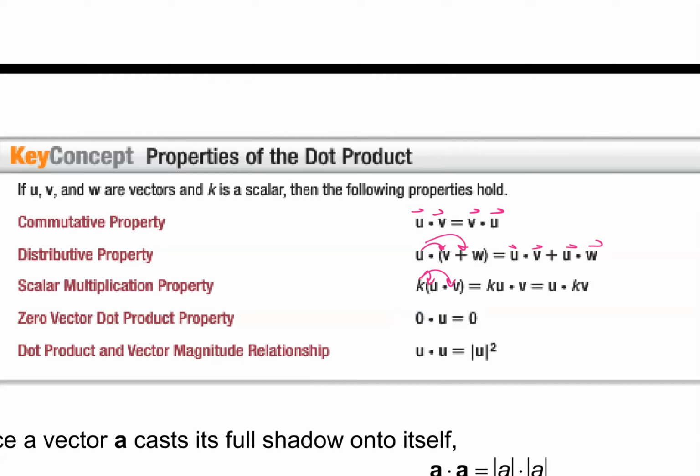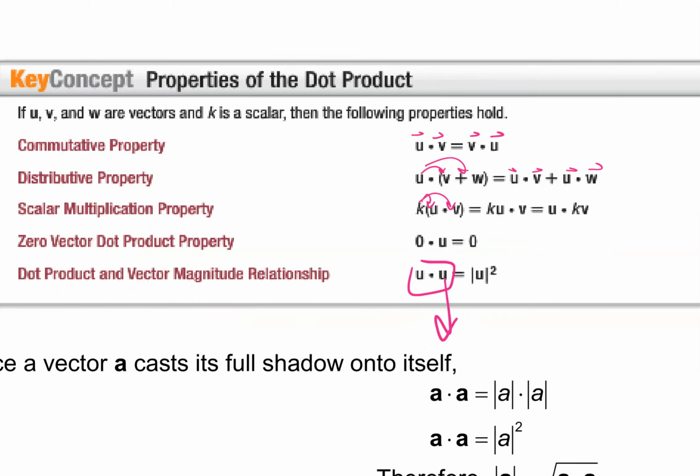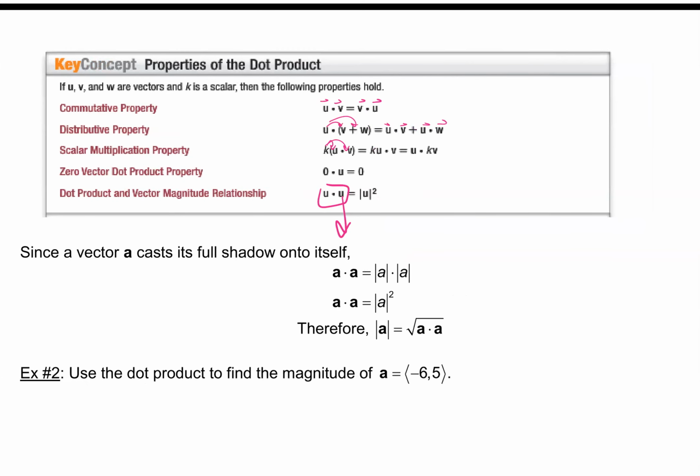And then the dot product and vector magnitude relationship: if you're taking a dot product of a vector with itself, it's going to literally be the magnitude squared. Let's try to understand that one a little better. Let's say I have a vector A, and then I'm going to have another vector, actually the exact same vector A.